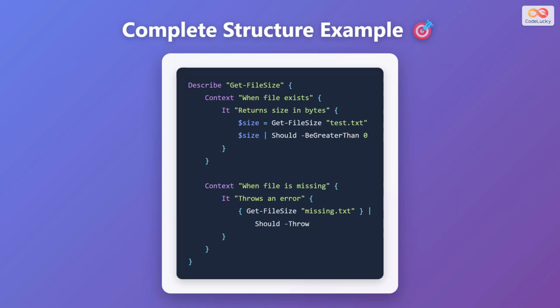Now let's see how all three blocks work together in a complete example. We have a describe block for a function called getFileSize. Inside it, there are two context blocks for different scenarios. The first context handles when a file exists and contains an it block that verifies the function returns a size greater than 0. The second context handles when a file is missing and contains an it block that verifies the function throws an error. This complete structure creates readable, organized tests where each block has a clear purpose, and the test logic flows naturally from general to specific.